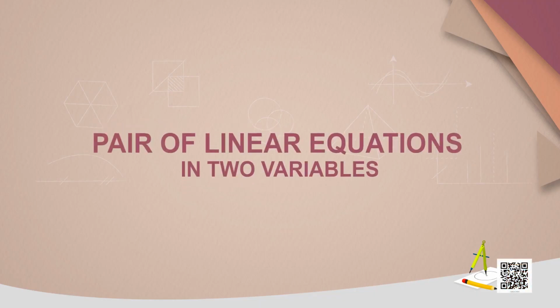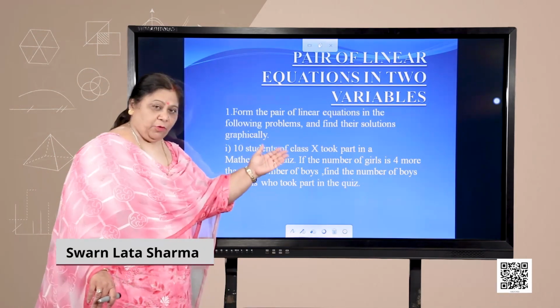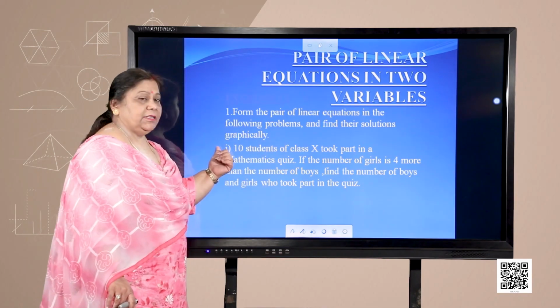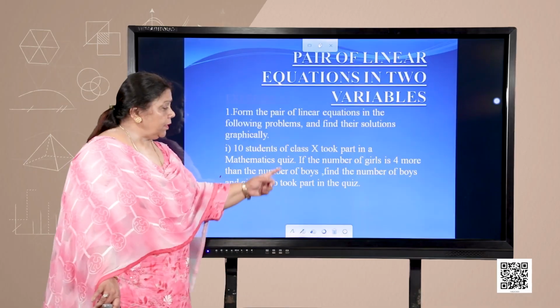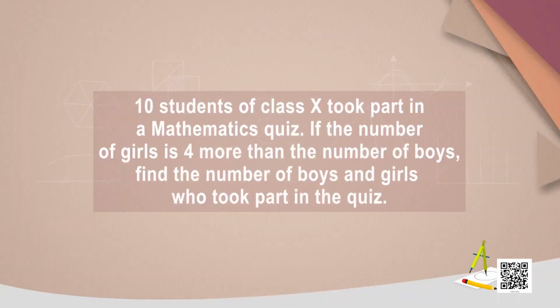So students, let us do the next exercise 3.2. In this, the first question says, form the pair of linear equations in the following problems and find their solutions graphically. The first question is, 10 students of class 10 took part in a mathematics quiz. If the number of girls is 4 more than the number of boys, find the number of boys and girls who took part in the quiz.